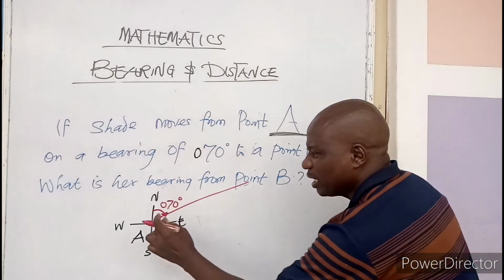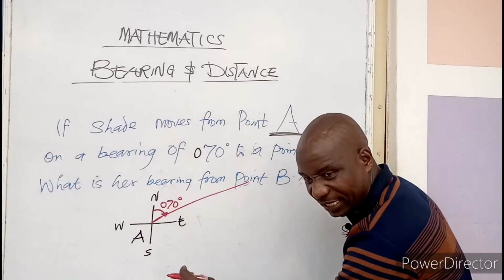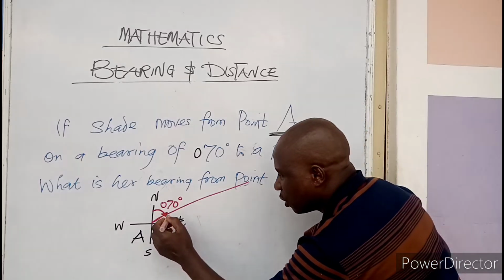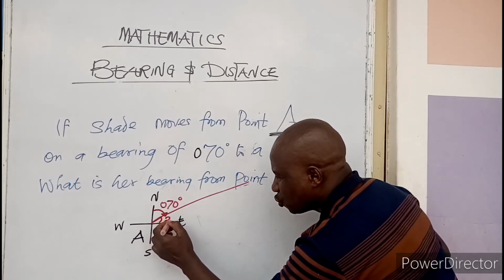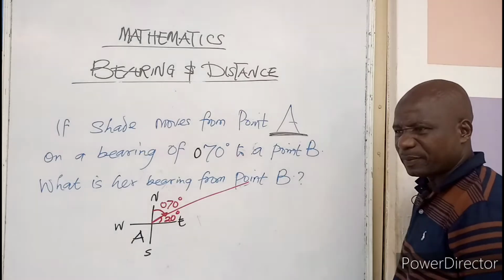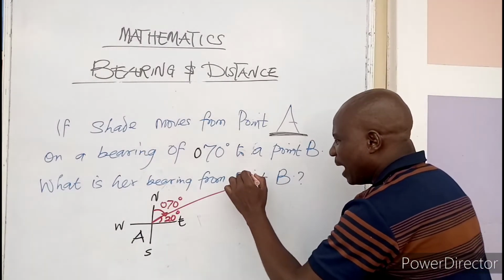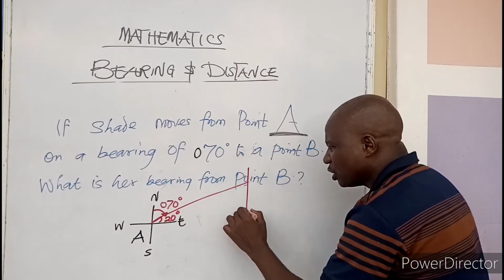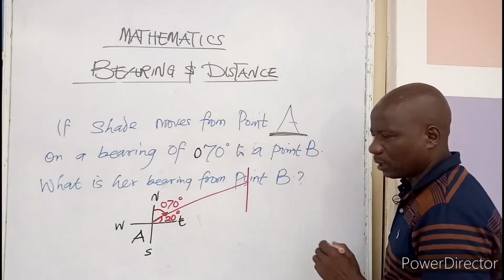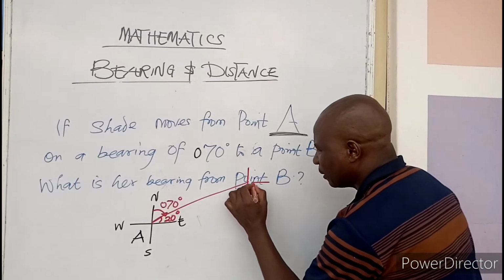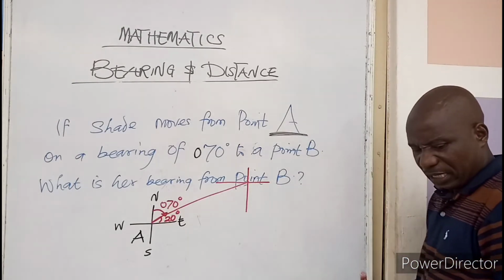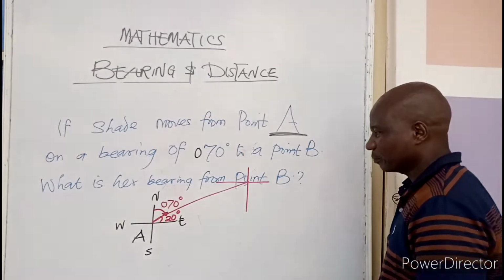And mark you, what is the total angle here? 90. So this place is going to be what? It's going to be 20 degrees. Am I speaking to someone? Now, anywhere she reaches, you have to draw your cardinal. Look at the way I'm drawing my cardinal. Good.